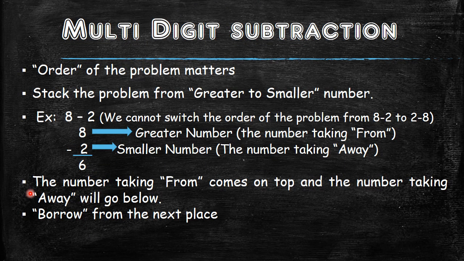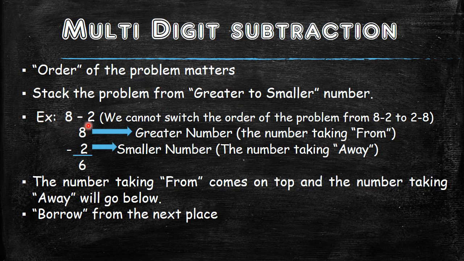In this video, we will be learning about multi-digit subtraction. Here the order of the problem matters. What does exactly order mean? Order means to stack the problem from greater to smaller. In addition, we can do 12 plus 7 as well as 7 plus 12, which remains the same answer. Whereas in subtraction, we will always have to maintain greater to smaller.